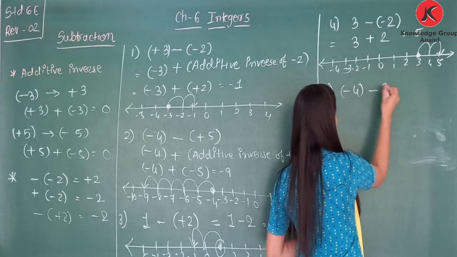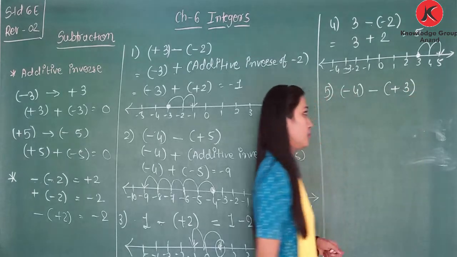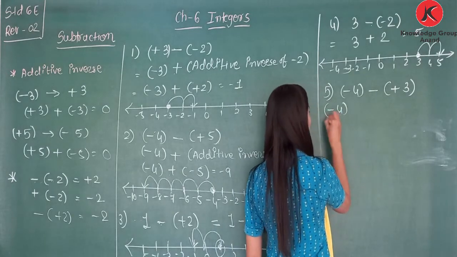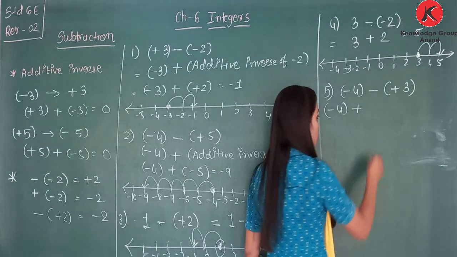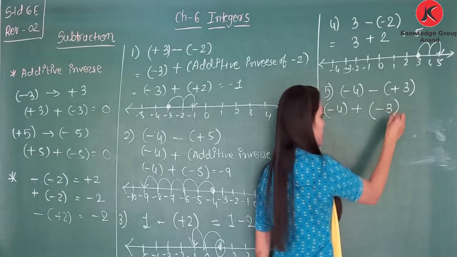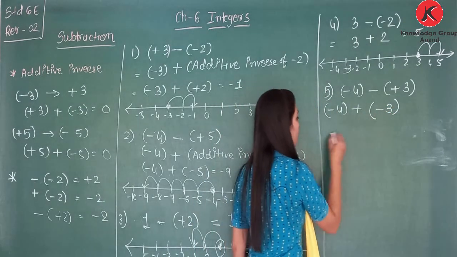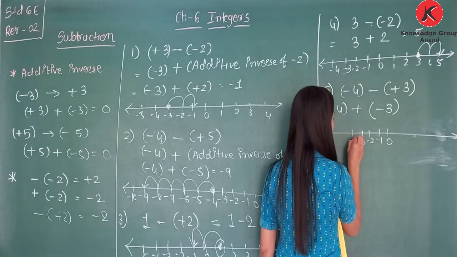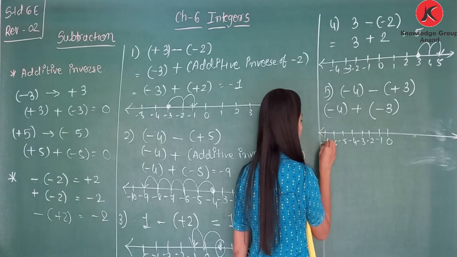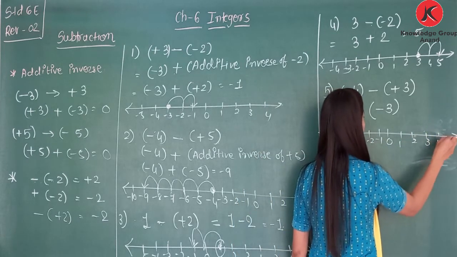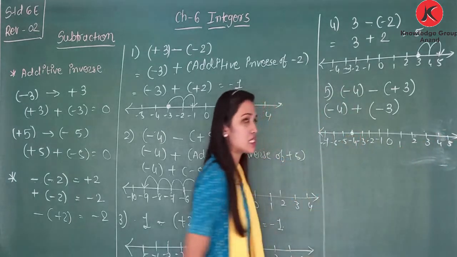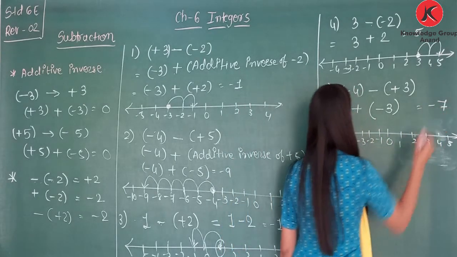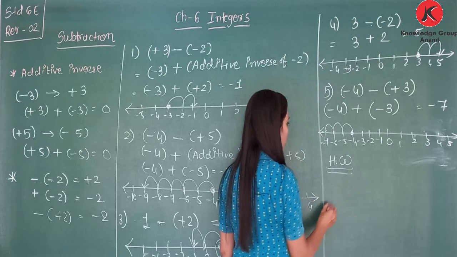One more: minus 4 minus plus 3. If you perform this method, then you write minus 4, convert subtraction into addition. The additive inverse of plus 3 is minus 3. Now add negative, so move left. Represent minus 4 and 3 steps left side. So that will give minus 7. Now I give you some homework that you need to solve on number lines first.